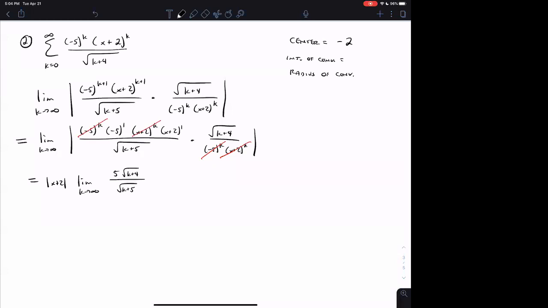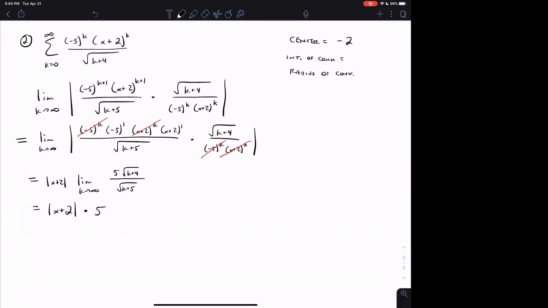Okay, what is the limit part of this? So we're going to get the absolute value of x plus 2 times what in this case? 5. Times 5, perfect. So then that's 5 times the absolute value of x plus 2. And now again, we want to know, when is this less than 1? The reason we want to know when it's less than 1 is because this is what you get from the ratio test. So if it's less than 1, it converges. If it's greater than 1, it diverges. If it's equal to 1, we need to independently test because the ratio test doesn't work.